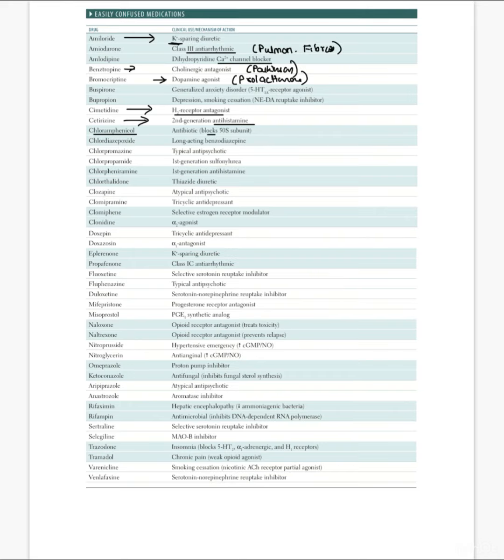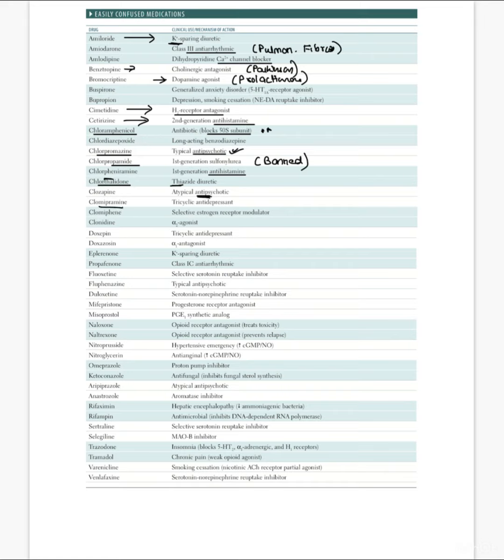Chloramphenicol, guys, this is from the antibiotic chapter, so this is blocking the 50S subunit. Okay, then you have chlordiazepoxide, that is a long acting benzodiazepine, not so important. Then chlorpromazine, guys, that is a typical antipsychotic. Then chlorpropamide, this drug has been banned, guys, that was a first generation sulfonylurea. We have tolbutamide and chlorpropamide. Then chlorpheniramine, again an antihistaminic, guys. Chlorthalidone, guys, this is a thiazide diuretic.